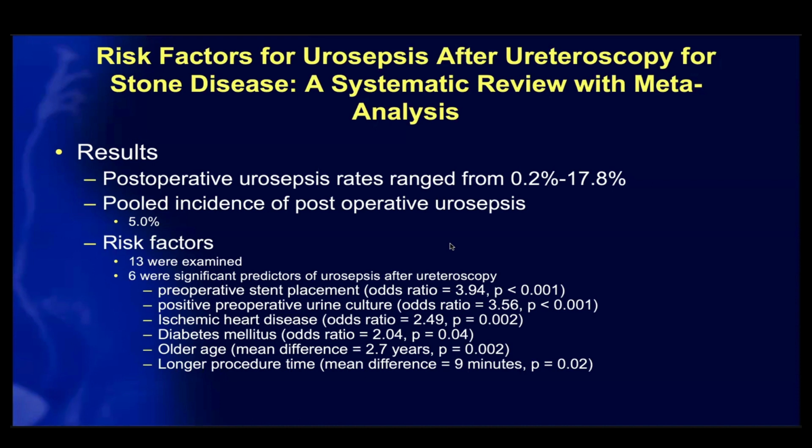We also looked at risk factors in the literature for sepsis after ureteroscopy. So we identified 13 that were in the literature, and we found 6 to be statistically significant predictors of sepsis: the placement of a preoperative ureteral stent, and this came up quite a few times, positive preoperative urine culture, ischemic heart disease, diabetes, older age, and then duration of procedure, which was mentioned by Abdul. So these are important factors to consider when performing ureteroscopy.